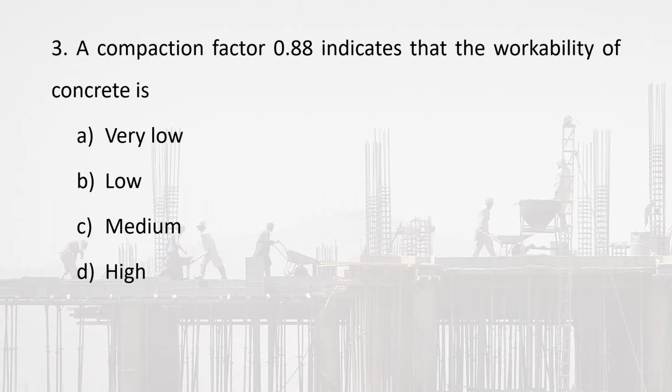Next question: a compaction factor of 0.88 indicates that the workability of concrete is option A, very low, option B, low, option C, medium, and option D, high. So the value is 0.88. It indicates that the workability of concrete is medium. The correct answer is option C.